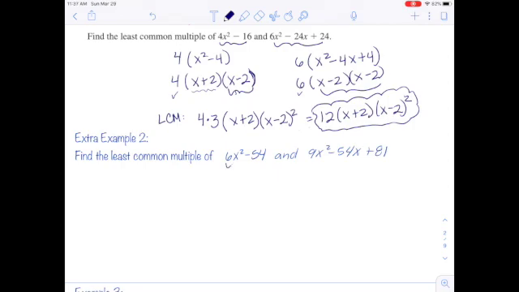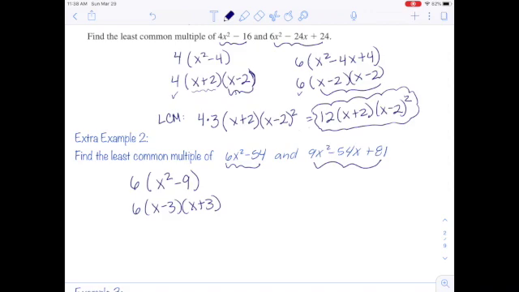Let's try an extra one before we head out. 6x squared minus 54. Factor out a factor of 6. So 6 multiplied by x squared, your leftover would be a minus 9. And you see that one's also a difference of two squares, so you get x minus 3 times x plus 3.